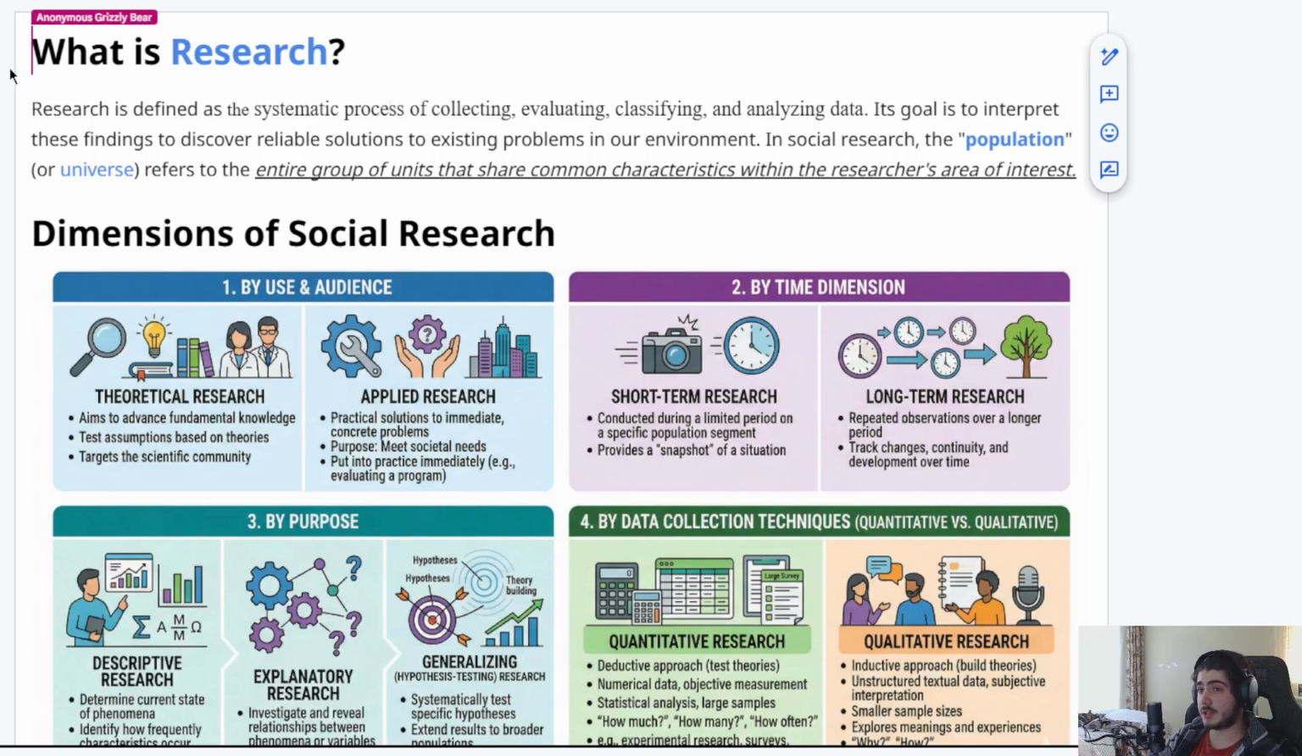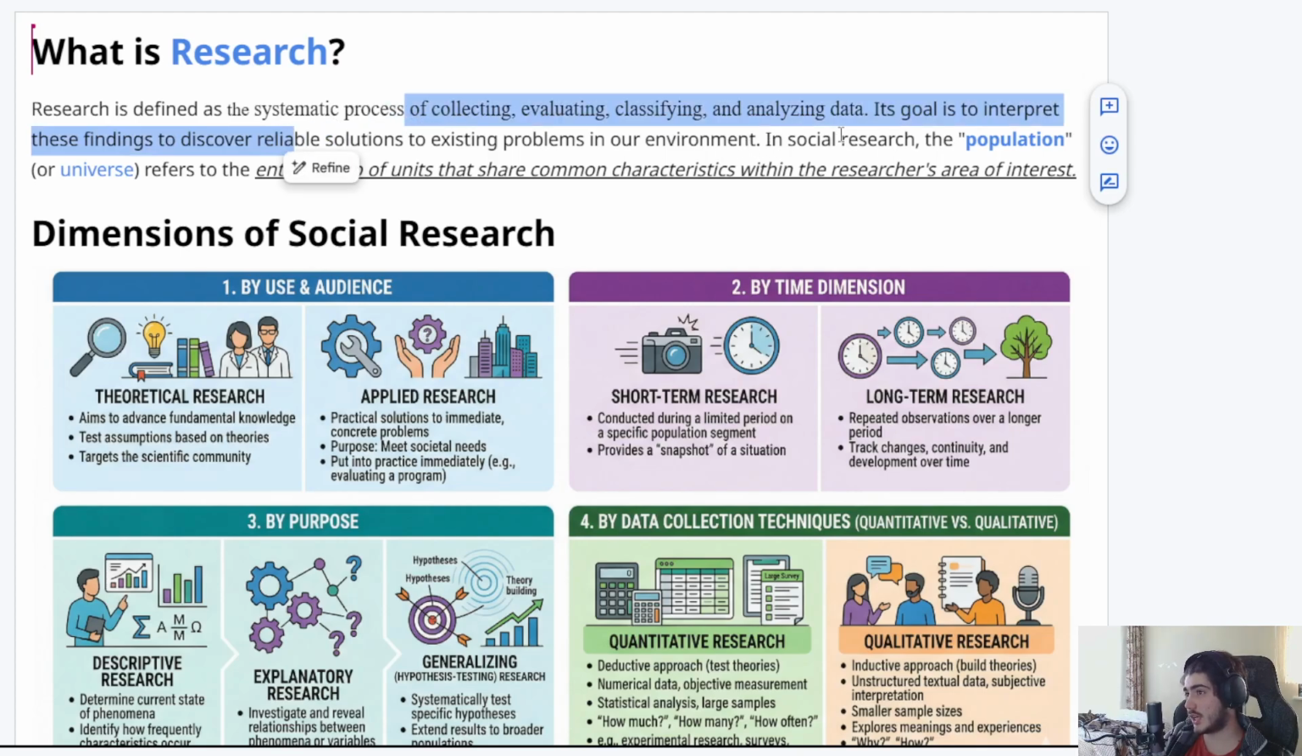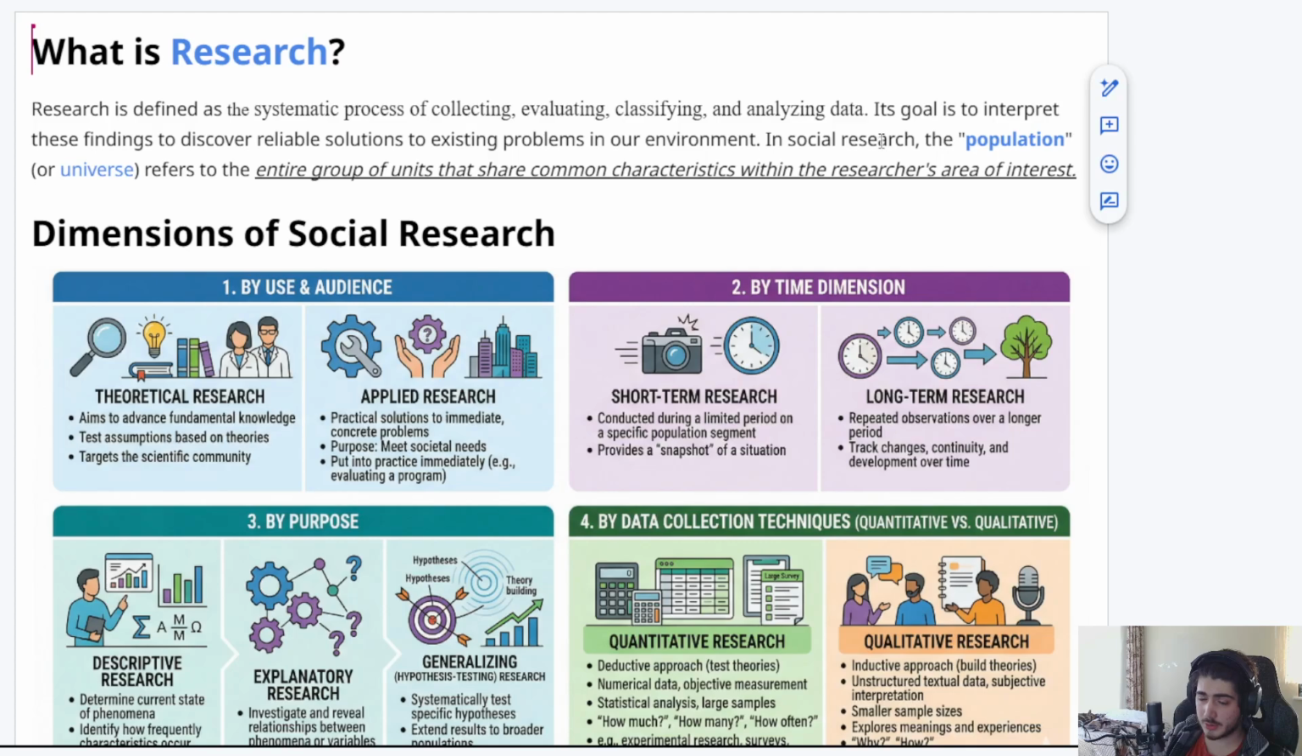Okay, now what is research? It's the exact same thing that we just looked at in the previous video. It's the systematic process of collecting, evaluating, classifying, and analyzing data. Systematic process, the key word we talked about. Its goal is to interpret these findings, discover reliable solutions, and in social research, this might be important.